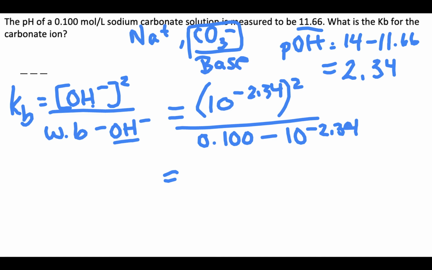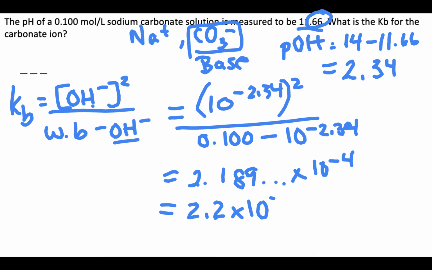We're going to plug this into our calculator, and you will see this very small number, 2.189. This number keeps going, times 10 to the negative 4. And keeping two significant digits based on the two digits here of your pH, we will have 2.2 times 10 to the negative 4.